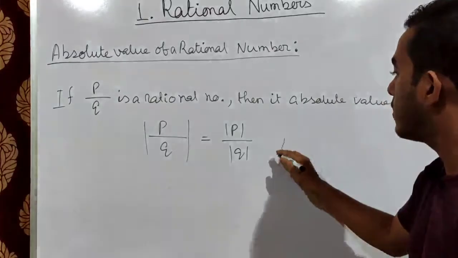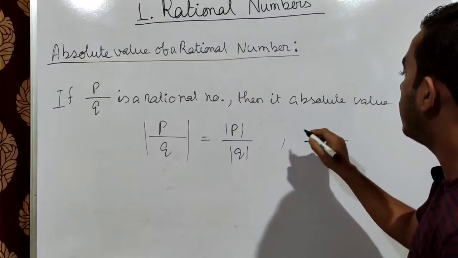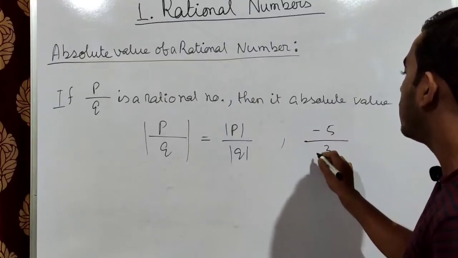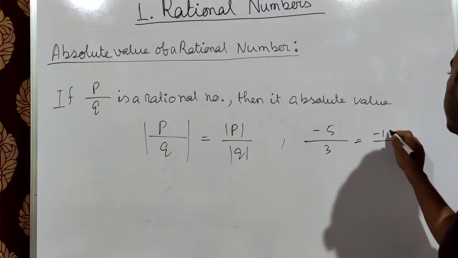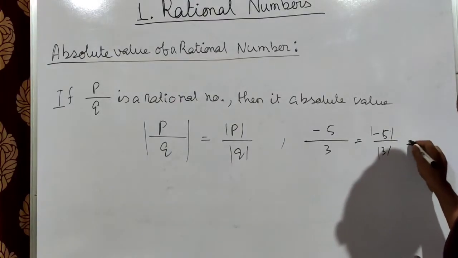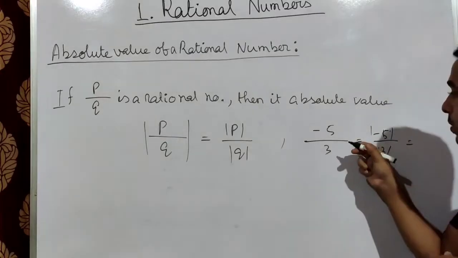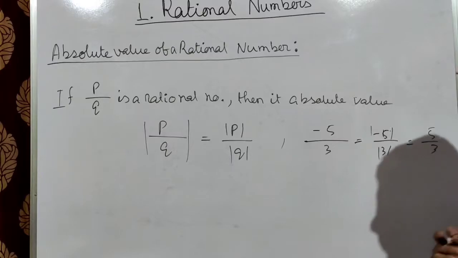For example, as I told you earlier, our example was -5/3. If we use mod, it will become like this, because mod of -5 by 3, the mod will remove the negative sign. It will be 5/3. Clear?